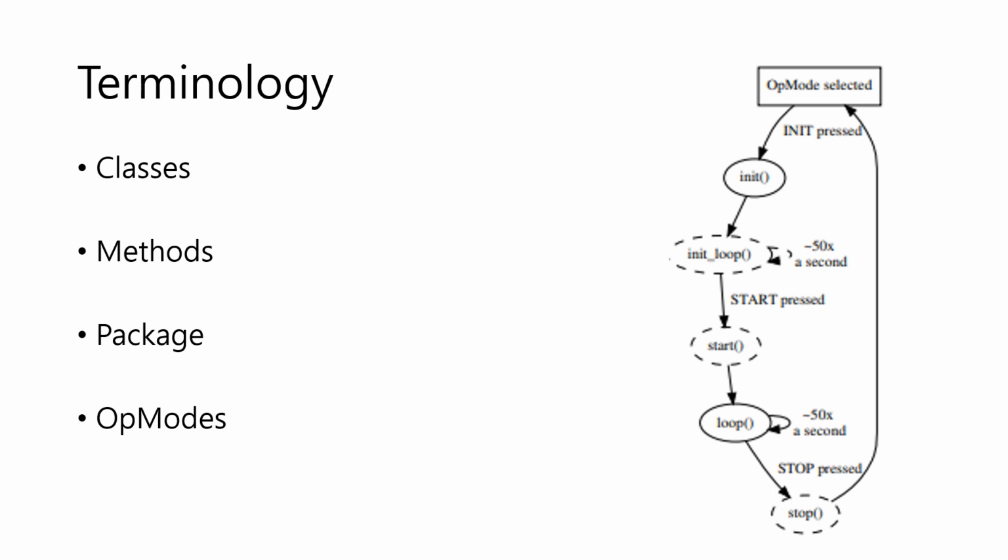And in this diagram, you can see that there are dashed lines and full lines. The full lines are just necessary for the program to run, while these init, loop, start, or stop programs are not necessary.